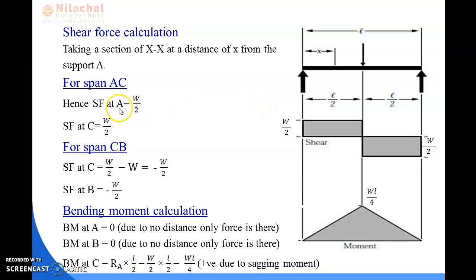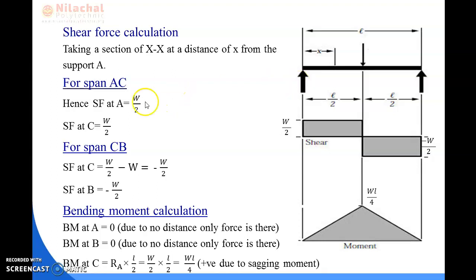So, we know that in case of span AC, first of all, the shear force at point A is equal to the forces acting on A. In case of point A, the shear force is in terms of reaction, and we know that the RA value is W by 2, which we already got from the reaction calculation.